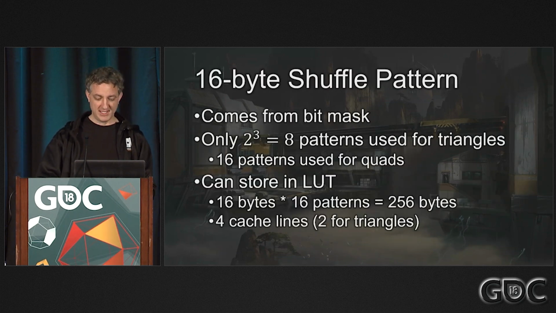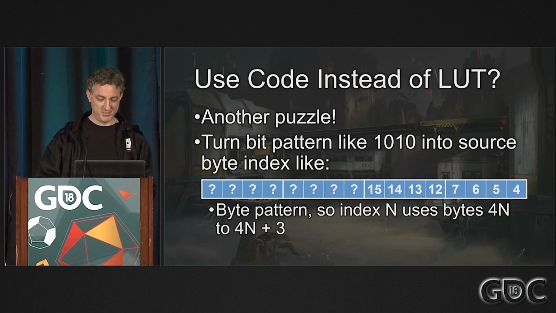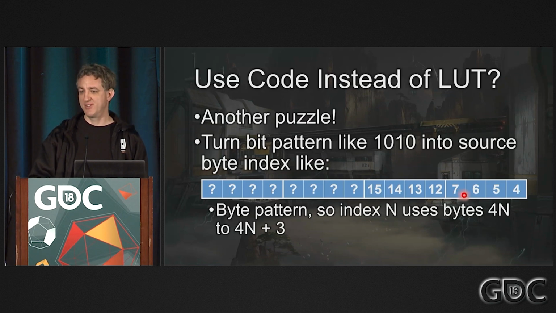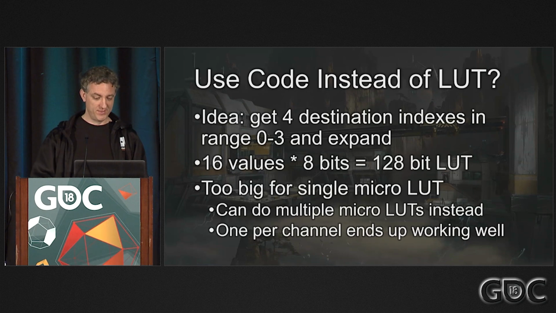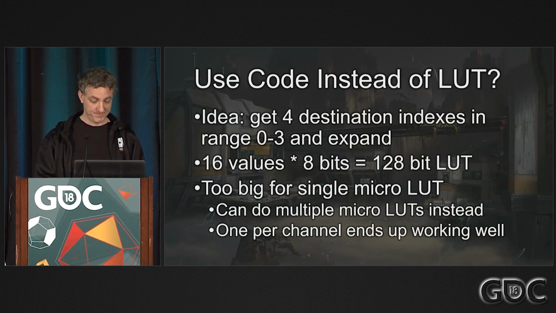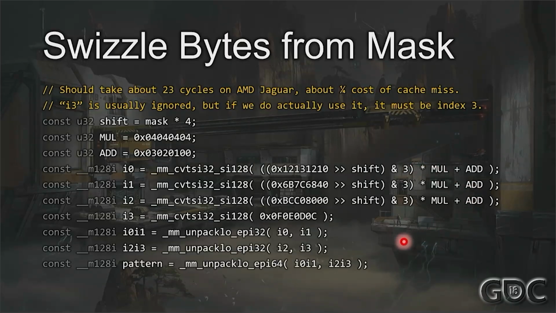It's too big for a microcode lookup, so we need to solve a puzzle. Basically, we need this pattern 1010 stored in an integer register to get into this byte pattern stored in an SSE register. And note that this 1 corresponds to 4, 5, 6, 7, because we have to say where each of the 4 bytes in our 4-byte value goes. So we want 4 destination indexes expanded from our bit mask in the range 0 to 3. So we basically end up doing a microcode lookup for each index. So we have 4 instead of 1. And this code does that.